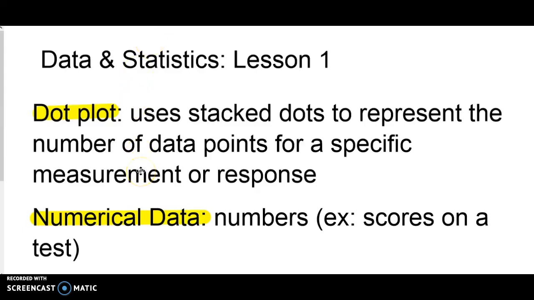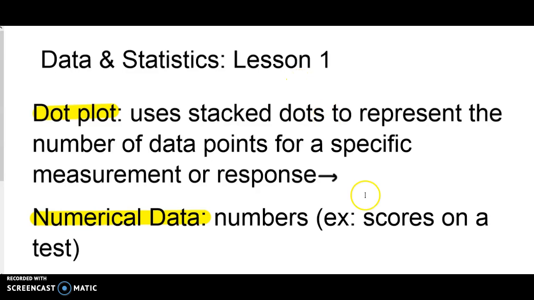Term number one, dot plot. So on the line, go ahead and write dot. This uses stacked dots to represent the number of data points for a specific measurement or response. I want you to add a little note here. Just draw a little arrow after this.